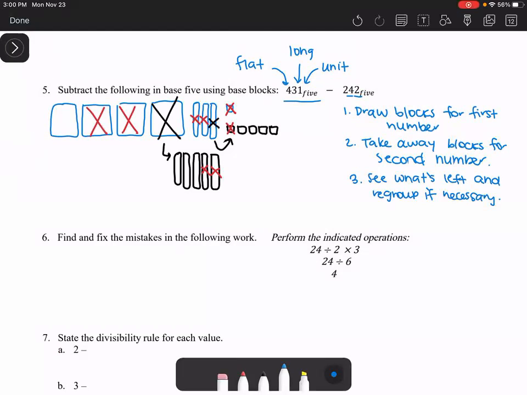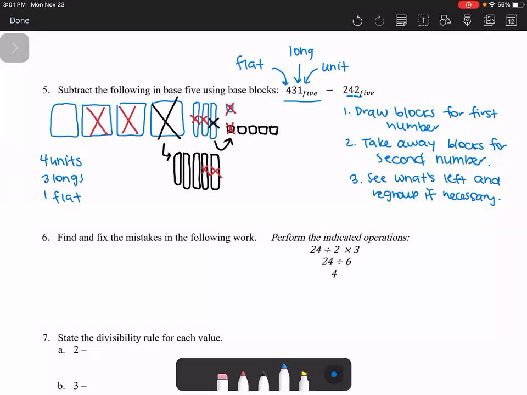Okay, so what do we have left? We have 4 units. We're always going to count from the bottom up just in case we need to regroup. So we only have 4 units left, so those cannot be regrouped. So we just leave them. And we have 3 longs left. Those cannot be regrouped, so we just leave them. And we have 1 flat left over.